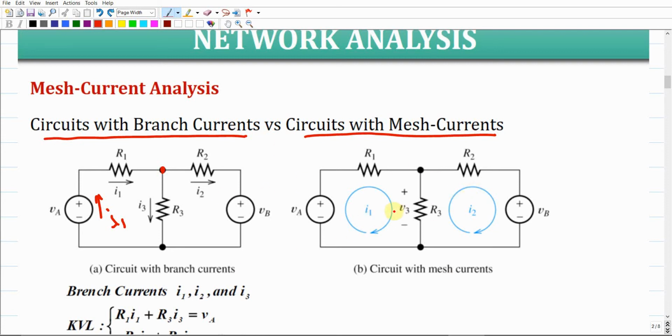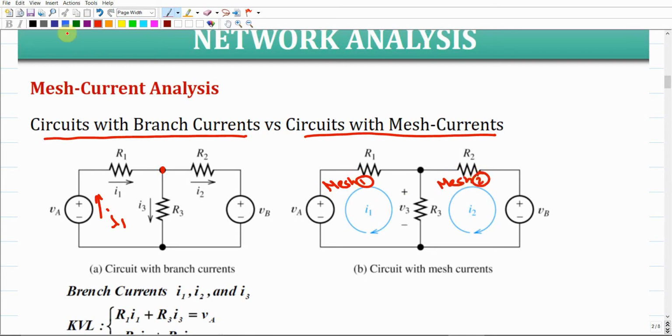So the mesh current method depends on identifying mesh currents. So this current I1, for example, if I ask you, initially you're just going to consider one loop and another loop. But to be accurate, this should be mesh 1 and mesh 2. So this is mesh 1 and we do have mesh 2.